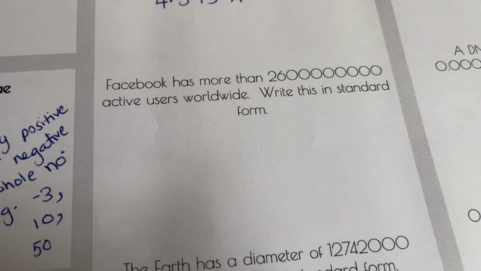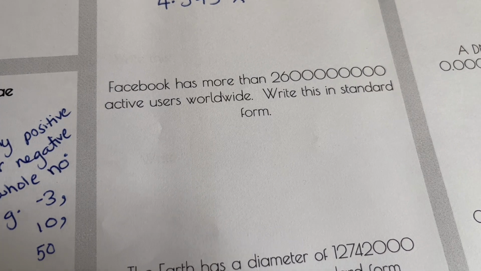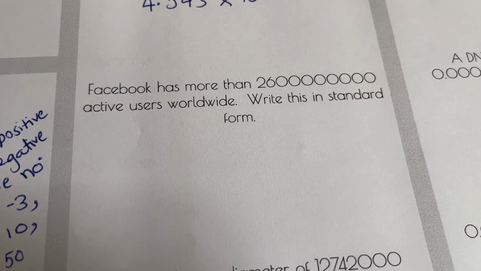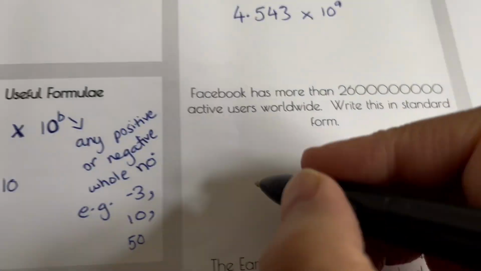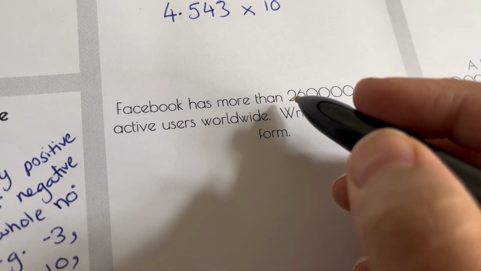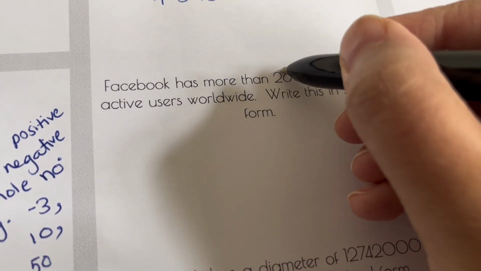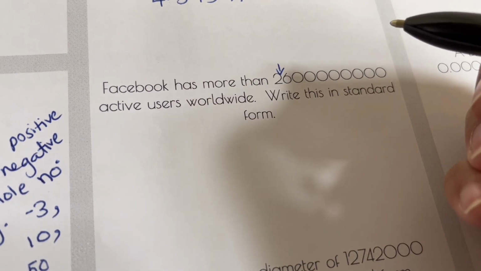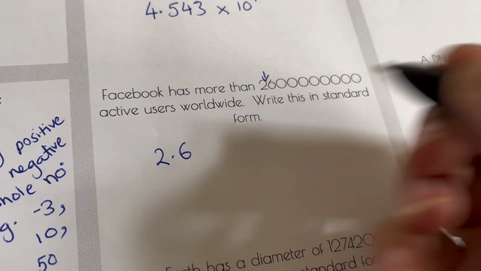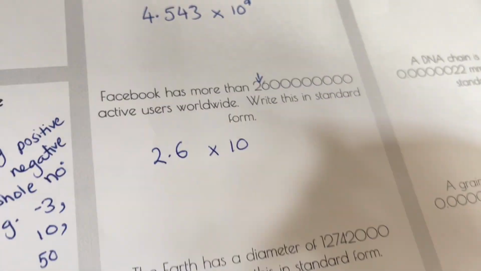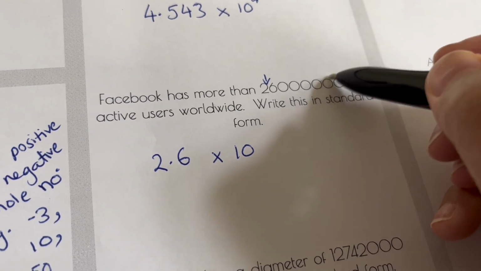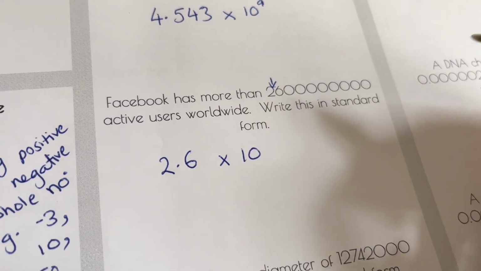Then the next example we're going to look at is: Facebook has more than this many active users worldwide. Write this in standard form. So again, I need it in this format. I need to work out what my a is. My a can only be between 1 and 10. Therefore, it's got to be between your 2 and 6. So that means it's going to be 2.6, times by 10 to the power of however many decimal places I've moved all the way back to get me to 2.6.